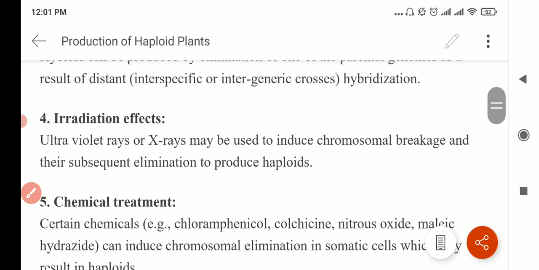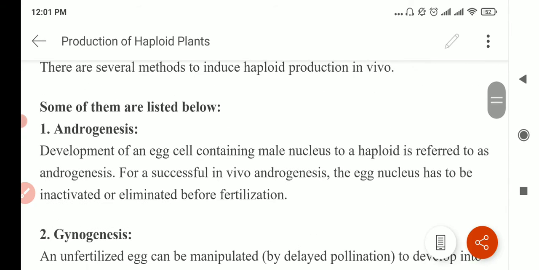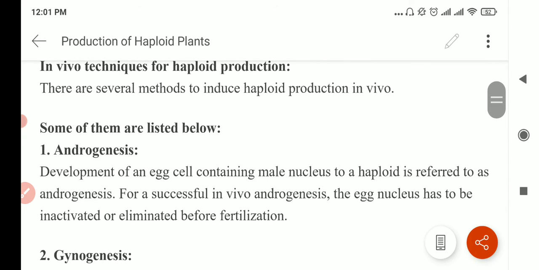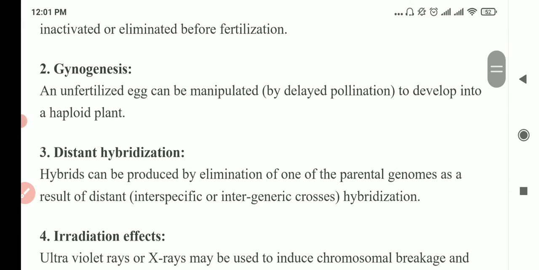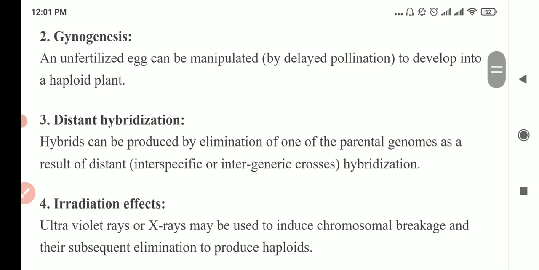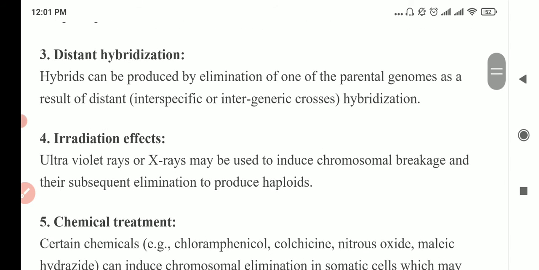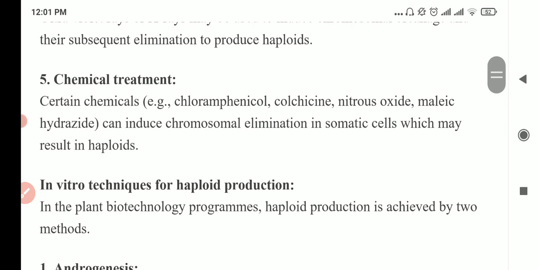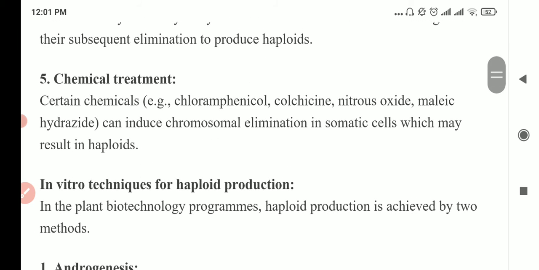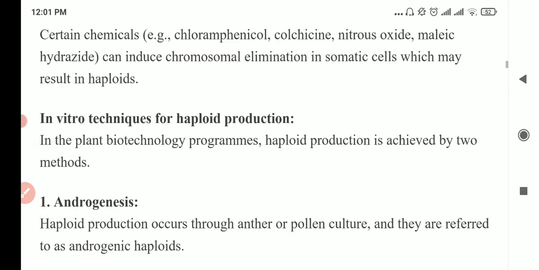So these were your in vivo techniques. What were they? Androgenesis: you use just the sperm, and remove the egg nucleus. Gynogenesis: just the egg, you grow it. Then distant hybridization: distantly related crops, one parent will not be functional. Then you irradiate with ultraviolet or X-rays to break the chromosome, and then you treat with a chemical like colchicine to remove the pairs.